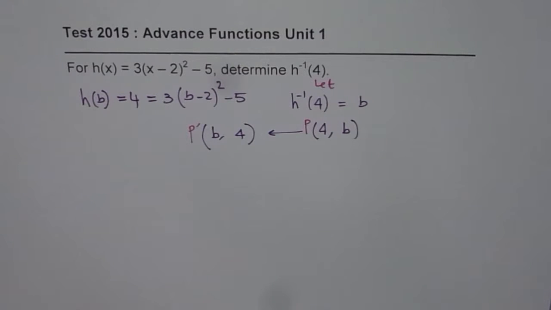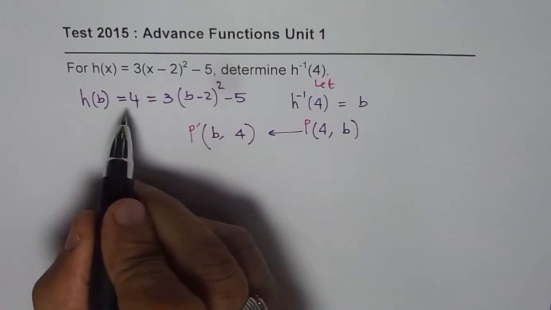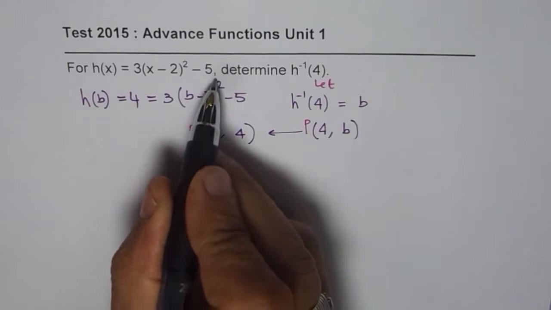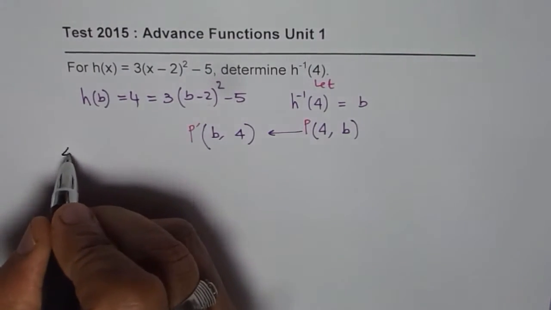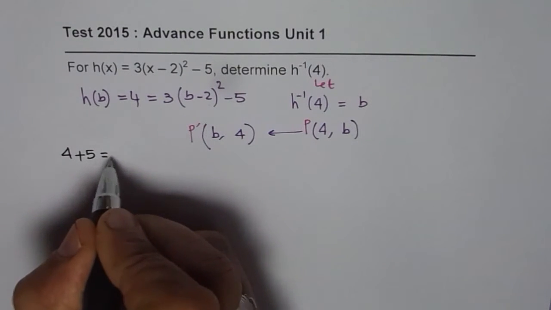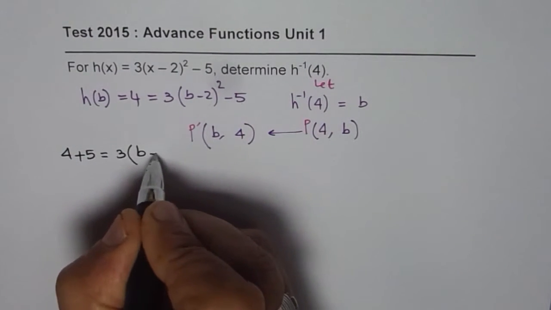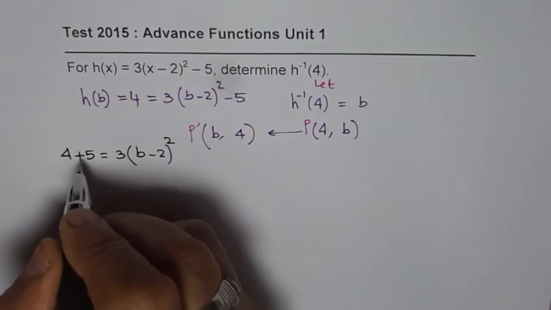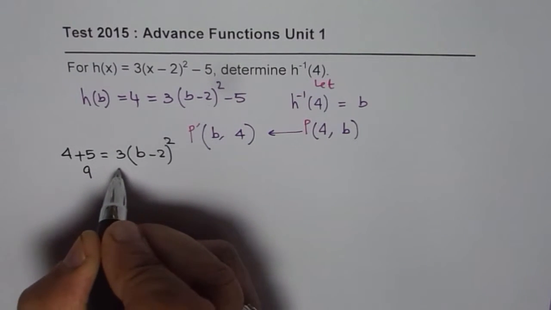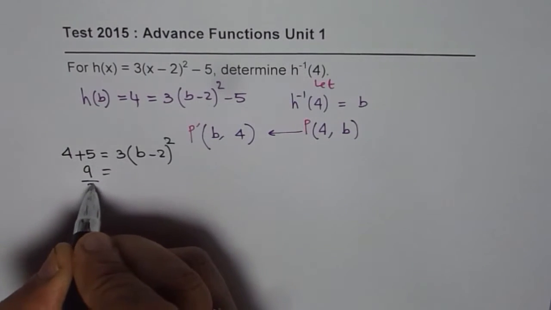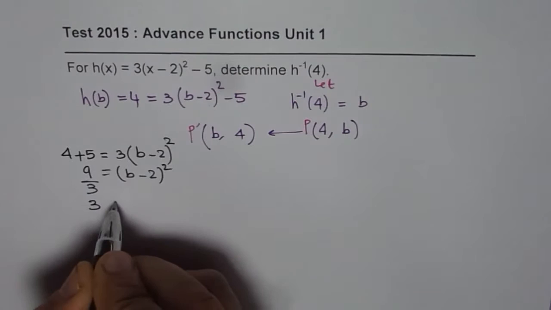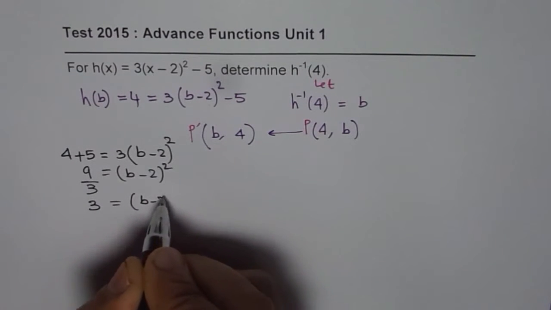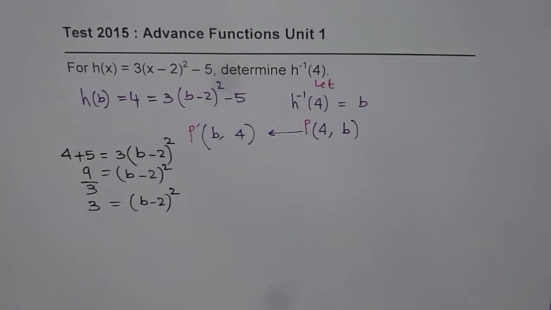So let us do it. We have 4 equals 3 times (b minus 2) whole squared minus 5. Let's bring 5 to the left side. So we get 4 plus 5 equals 3 times (b minus 2) whole squared, which is 9, right? So 9, and then we'll divide 9 by 3, which equals (b minus 2) whole squared. That is to say 3 equals (b minus 2) whole squared, correct? So that is how we simplify it a bit.